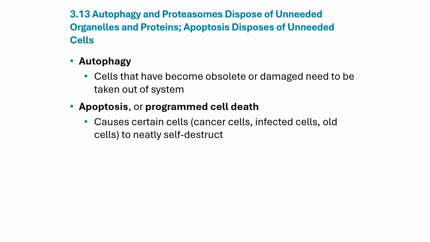All right, and last but not least for this section is autophagy and apoptosis. Autophagy is when cells or organelles that have become obsolete or damaged need to be taken out of the system. Apoptosis, also known as programmed cell death, causes certain cells like cancer cells, infected cells, and old cells to neatly self-destruct. It's like they just eat themselves, self-eating.